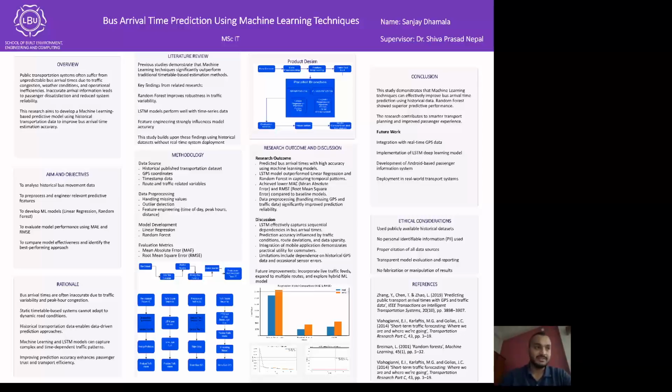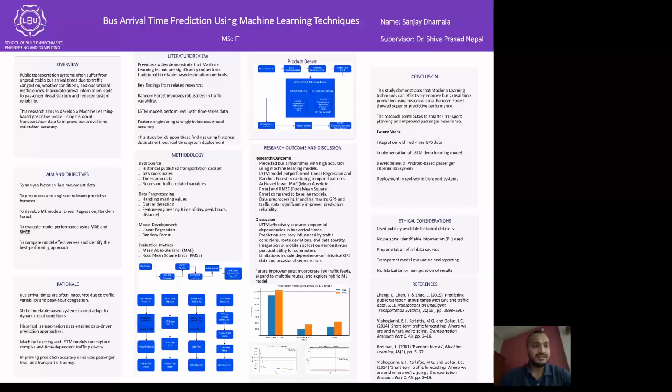So in conclusion, this research demonstrates that machine learning and deep learning techniques significantly improve bus arrival time prediction accuracy and precision, while random forest outperformed linear regression. LSTM achieved the best overall performance due to its ability to capture time series dependencies. So this confirms that deep learning models are particularly effective for intelligent transportation systems.